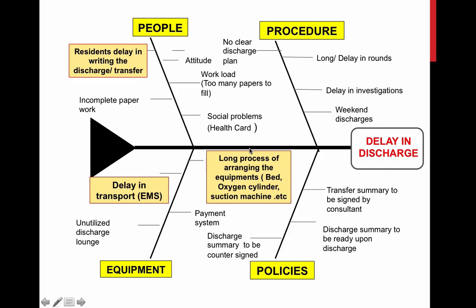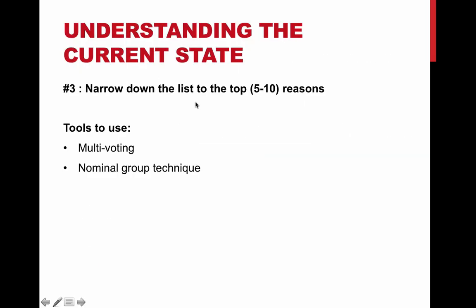Which ones do I think, or does my team think, are the most important reasons? So now what we want to do is, out of this bunch of reasons that we have, narrow down on a few that we can work with. Okay, so now we want to narrow down our list to the top 5 to 10 reasons.